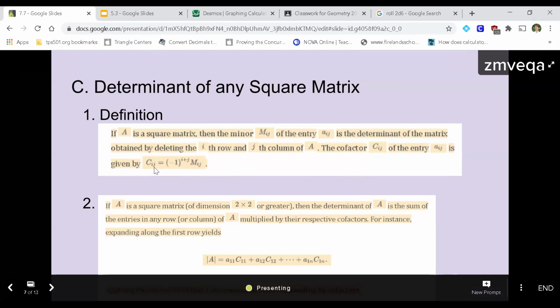Once I have my cofactor, I then multiply it by, again, that original element, and that gives me one term. I repeat that for every other element in that row or column. I can pick any row or any column to do this math with, and that will give me the determinant.